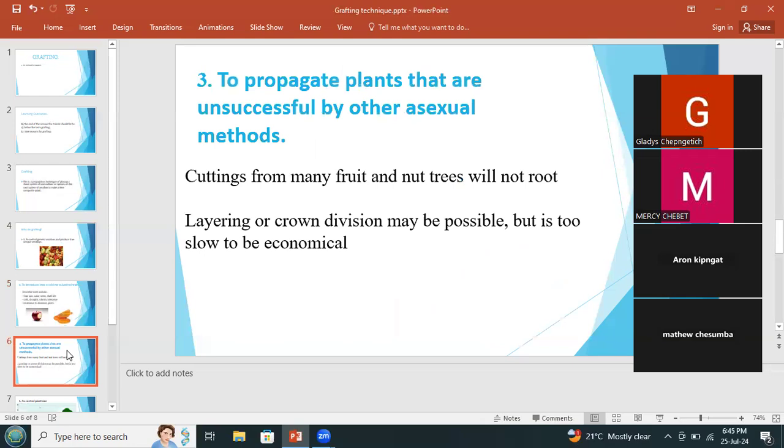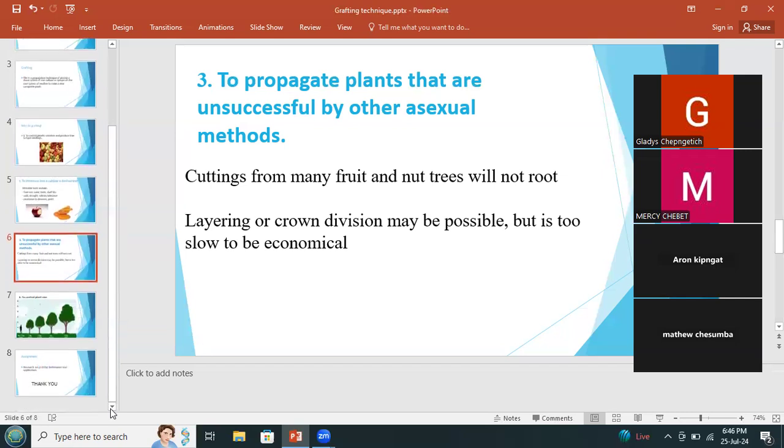So another point is to propagate plants that are unsuccessful by other asexual methods. For example, there are fruits like mango. You cannot propagate through cuttings. So the only way we can propagate plants that are unsuccessful by other asexual methods is by grafting, as we had said.